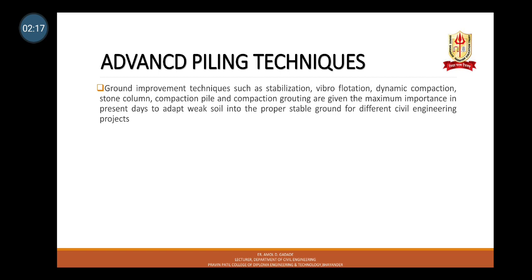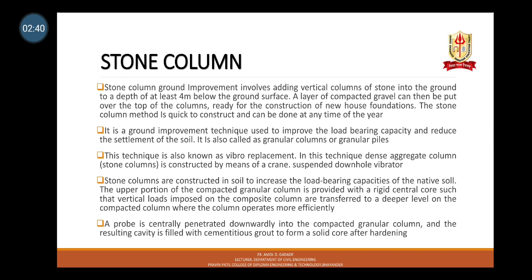Ground improvement techniques such as stabilization, vibroflotation, dynamic compaction, stone column compaction, pile and compaction, grouting are given the maximum importance in present days to adapt weak soil into proper stable ground for different civil engineering projects. In this, very first and ever growing method is the stone column method. Stone column ground improvement involves adding vertical columns of stone into the ground to a depth of at least 4 meters below the ground surface.